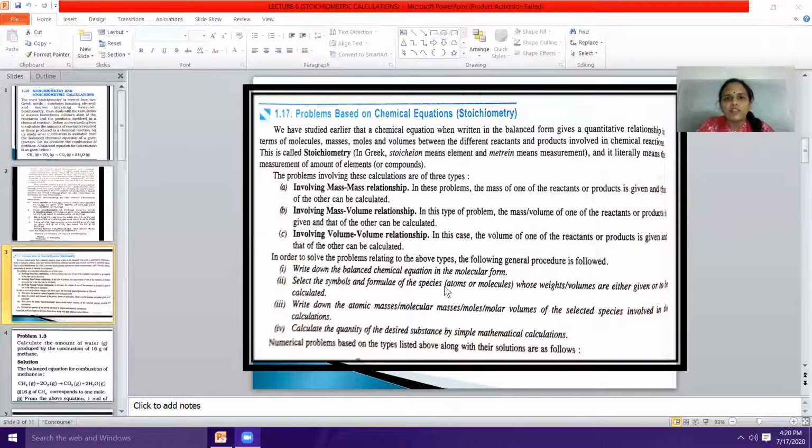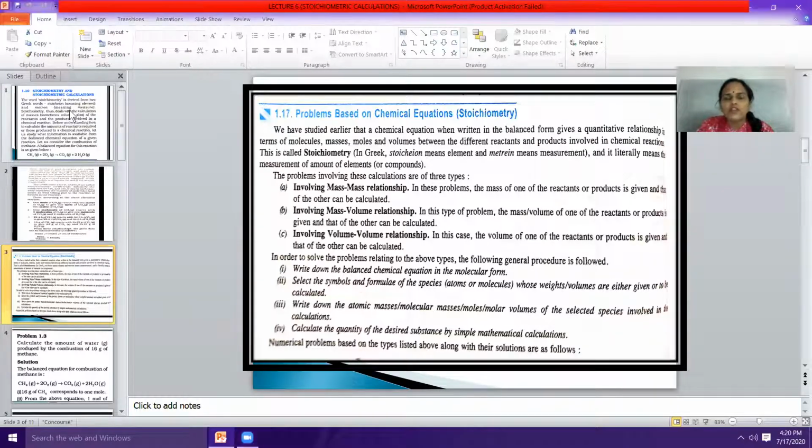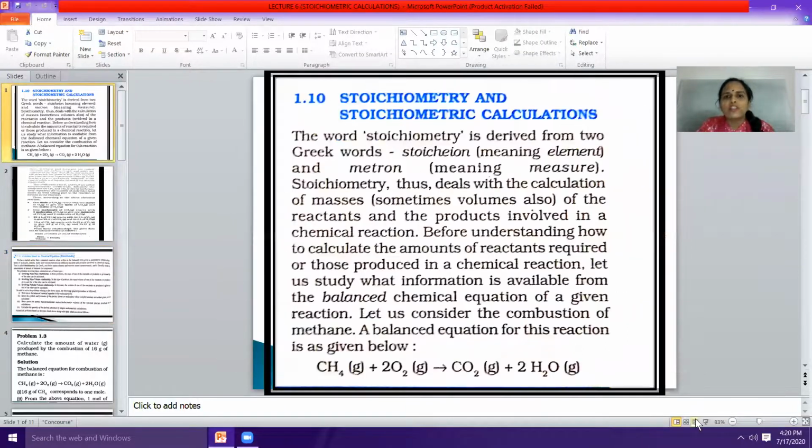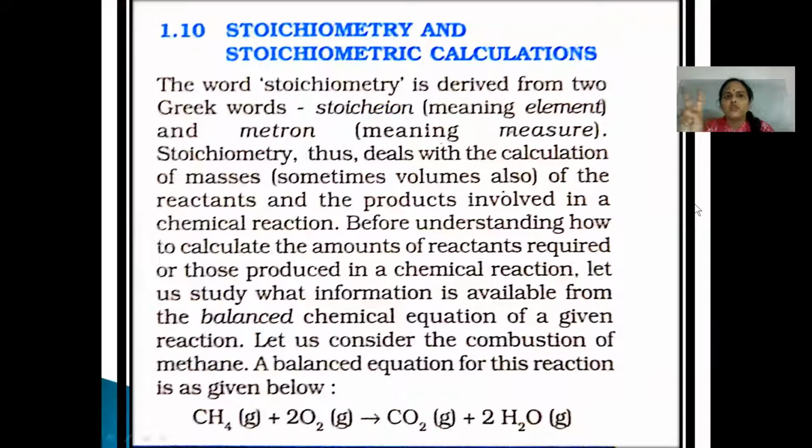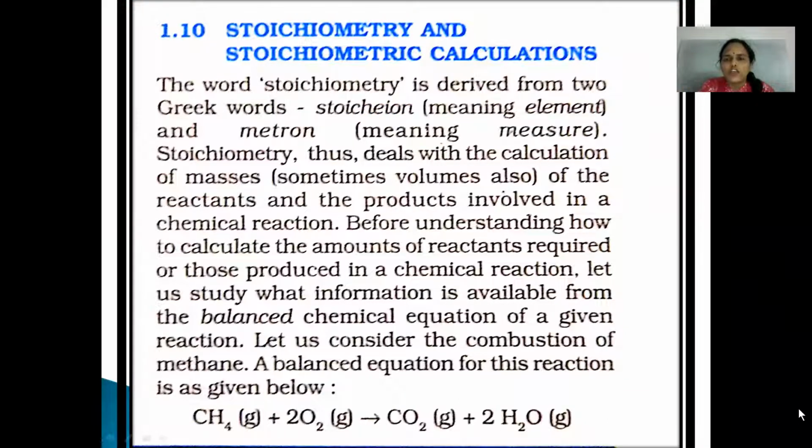Dioxide. Good morning, students. Let us start today with stoichiometry and stoichiometric calculations. So to begin with, let me first tell you what stoichiometry is. The word stoichiometry is derived from two Greek words, stoichion and metron. Stoichion means element and metron means measure.